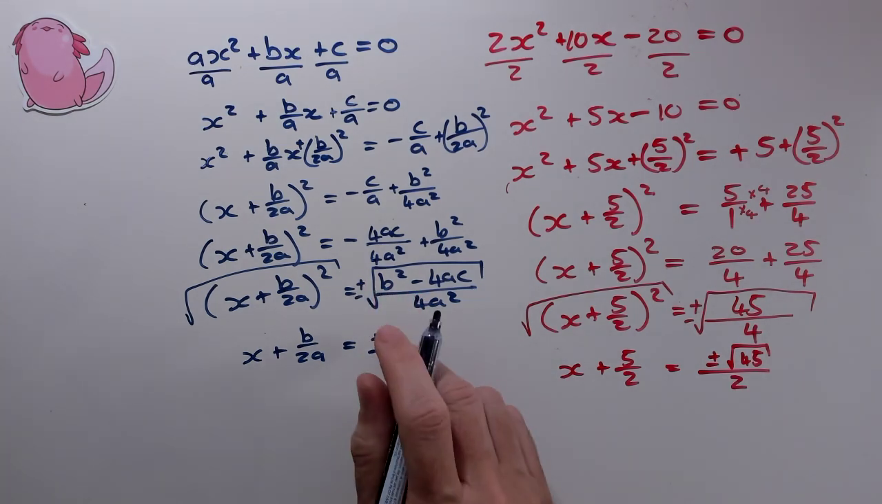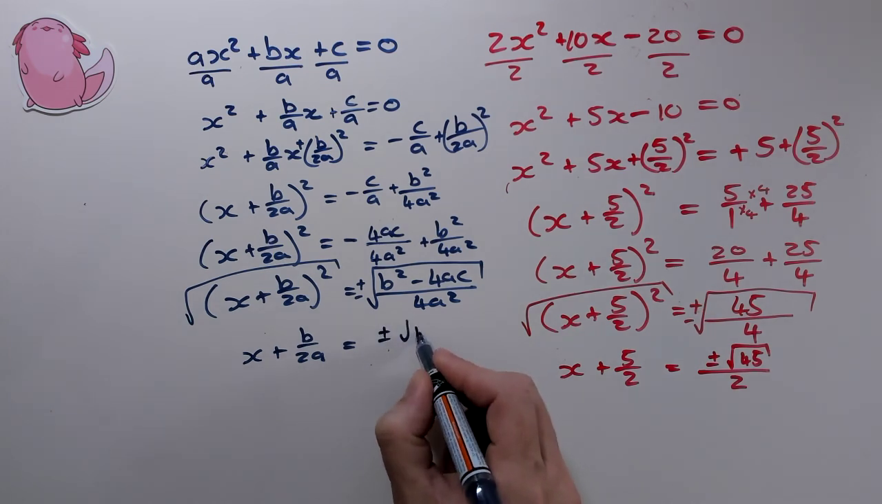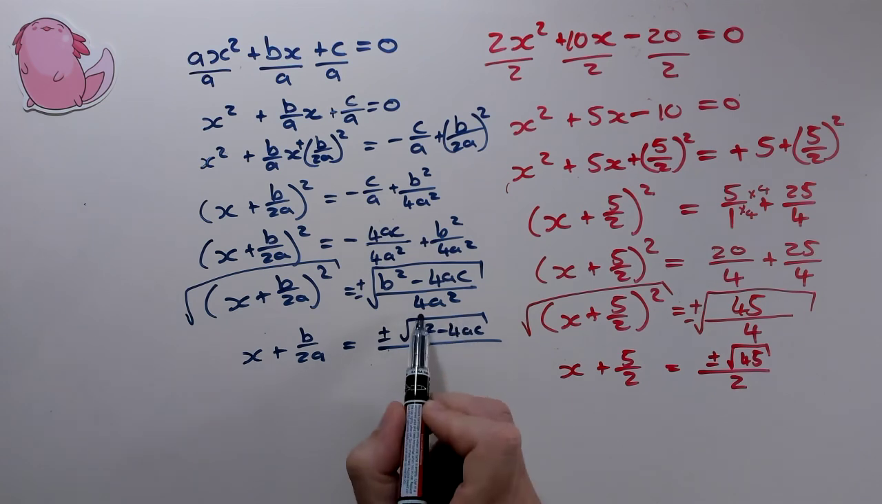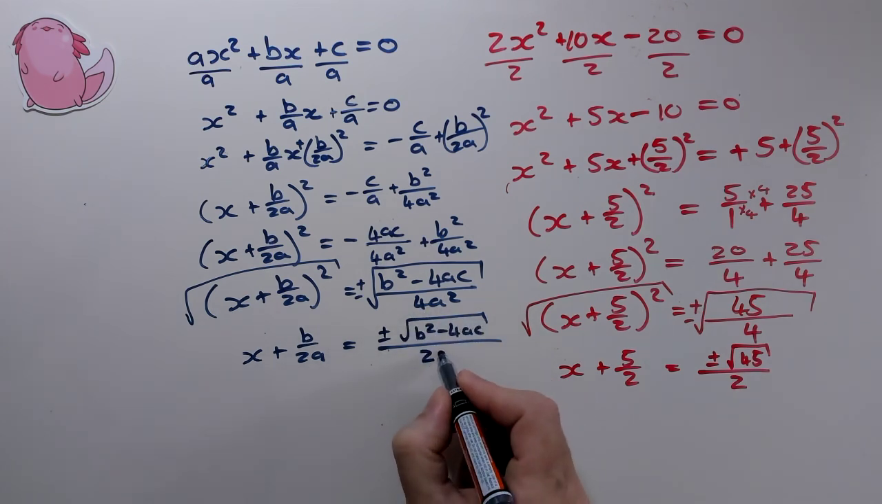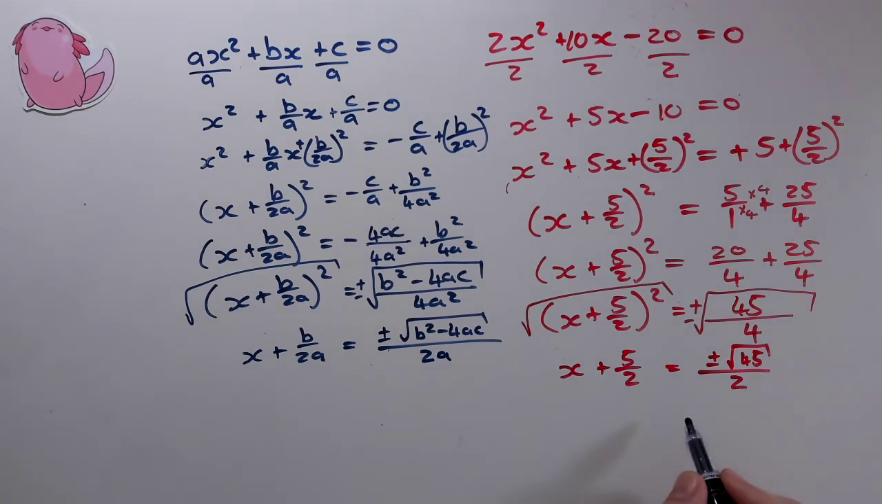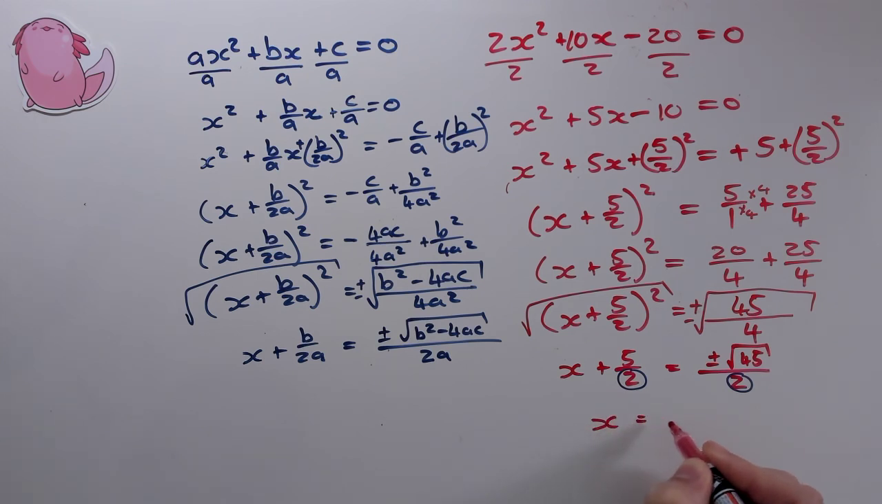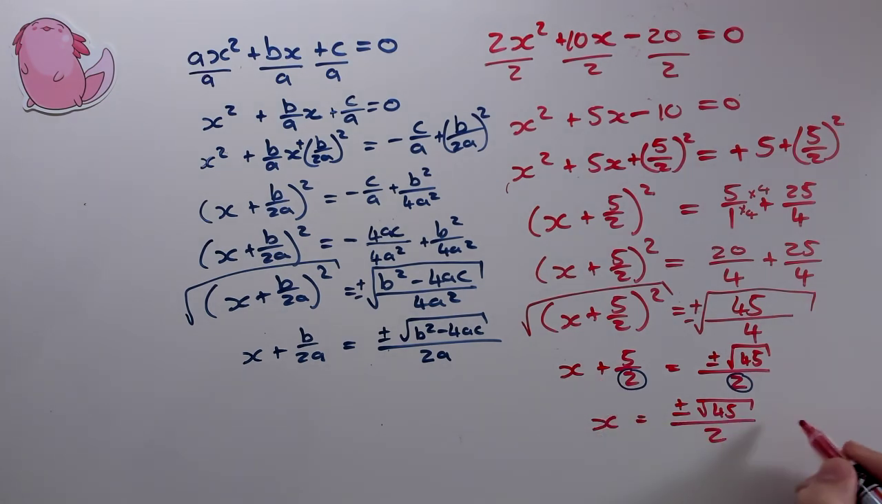So here I would have a plus minus at the top, b squared minus 4ac at the top, but at the bottom I can take the square root of that, because 4 is a square number and a squared is a square number, and I'm left with 2a. Nicely here I have a 2 and a 2, so this is going to work out really great for me, where I say x is equal to plus minus the square root of 45 over 2 minus 5 over 2.